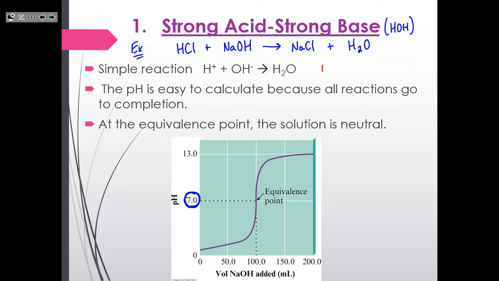One other thing to note is that NaCl is a neutral salt. When you have a strong acid, it will produce a weak conjugate base, and when you have a strong base, it will produce a weak conjugate acid. So neither of these ions will contribute to any sort of rise or fall in the pH.